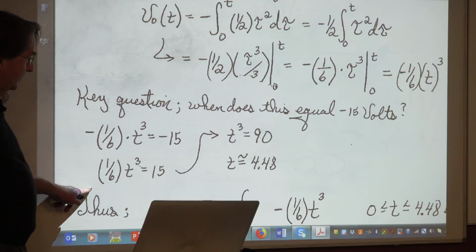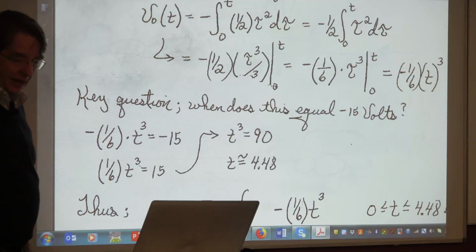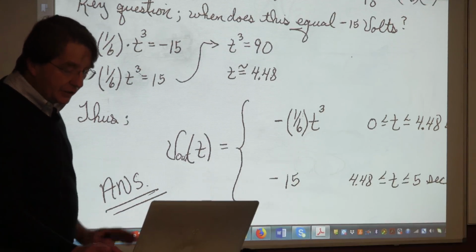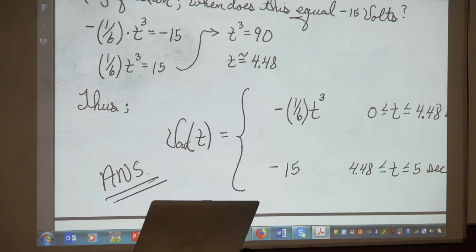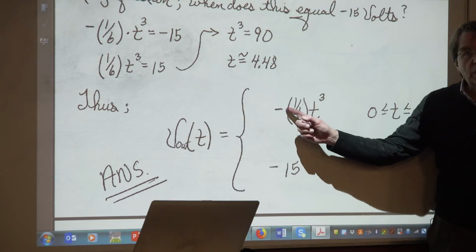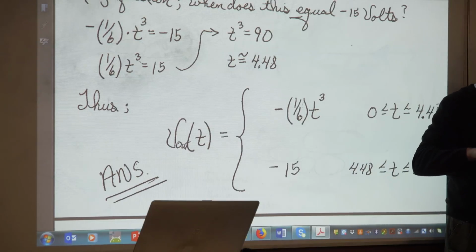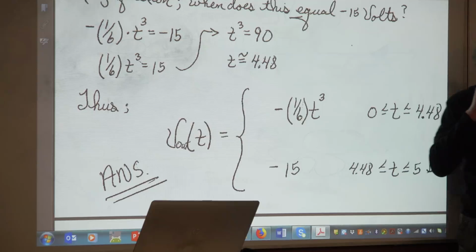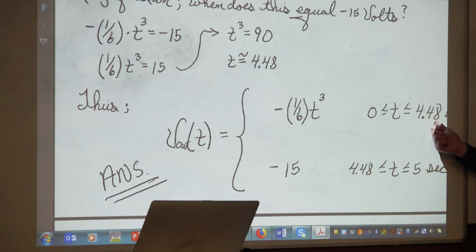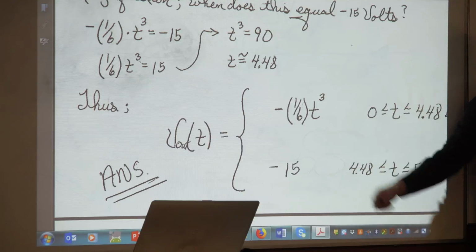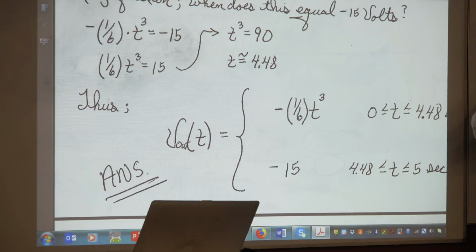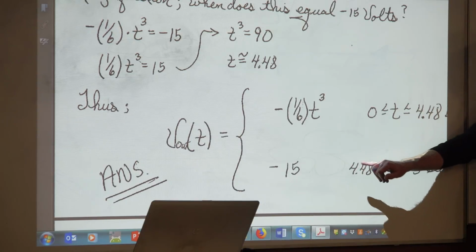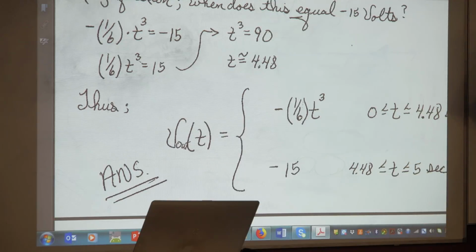Okay? So now, what happens? Does this make sense? This is a challenging problem, and you're hearing it before I gave the lecture material, so I expect questions. It's minus 1/6 t cubed, so it starts integrating. But at t equal to 4.48 seconds, this quantity becomes minus 15. And it stops. It can't go any more negative than minus 15. And that occurs at minus 15 from 4.48 seconds up to 5 seconds.